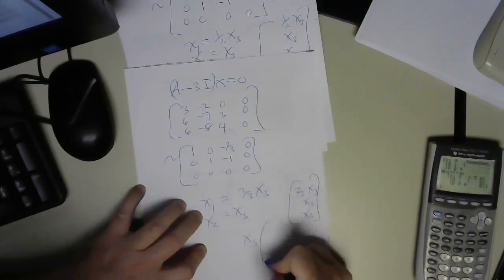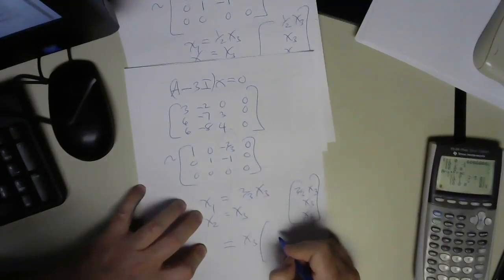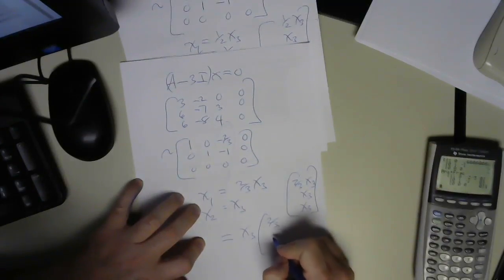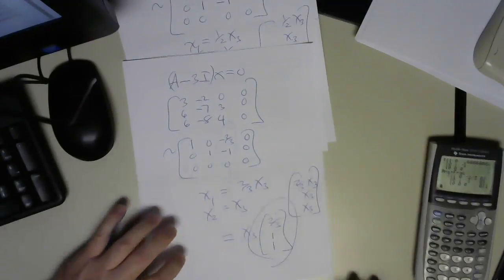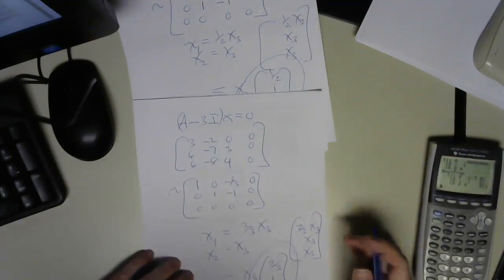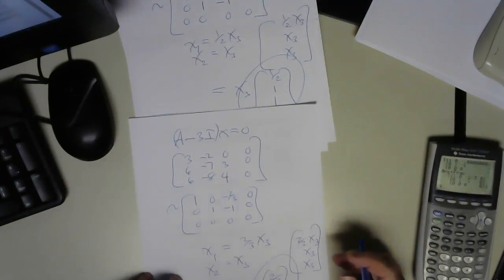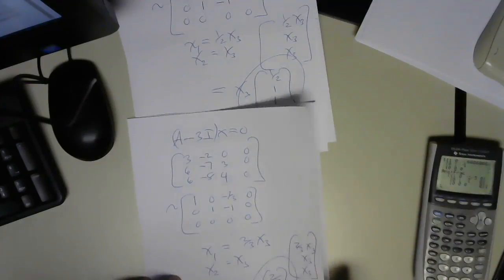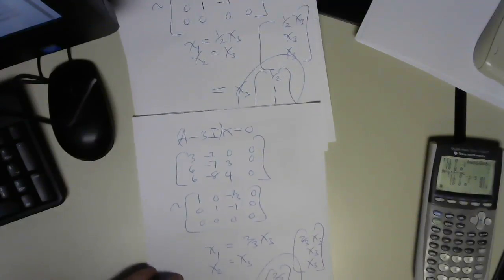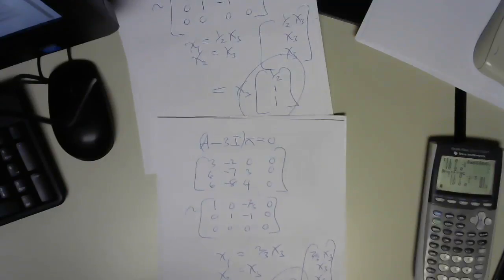Take out the x3, it looks like the second eigenvector is 2/3, 1, 1. That's the second one, okay? That's the second column of matrix P. We already know what the diagonals of D are because they gave us the eigenvalues.